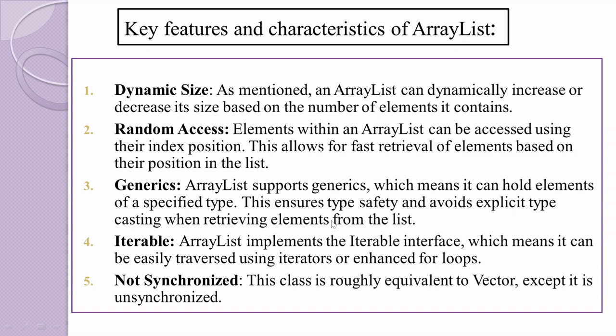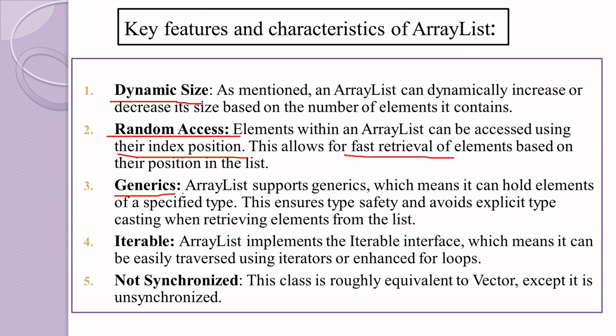Due to these characteristics, we choose ArrayList. First, ArrayList is dynamic in size. We can dynamically increase and decrease the size of the array. Second is random access. Elements within an ArrayList can be accessed using their index. So if our primary operation is retrieval, then we should go for ArrayList because it implements random access, so we retrieve elements fast.